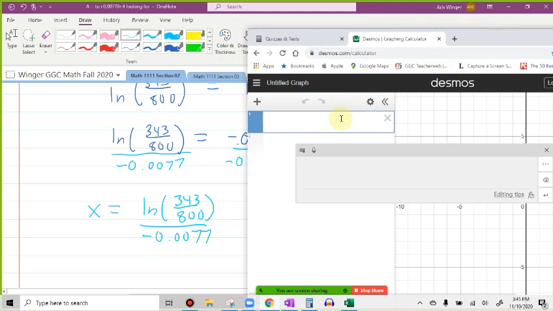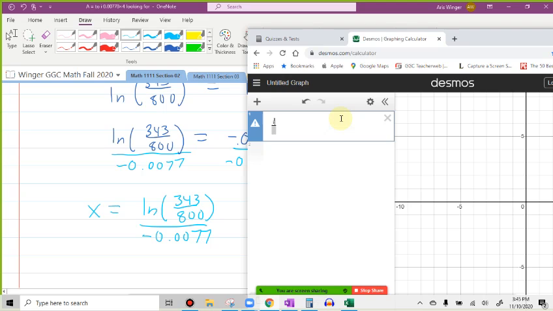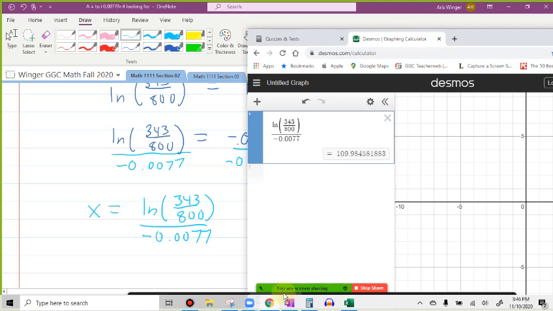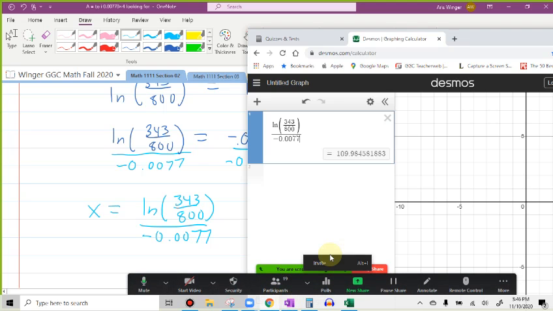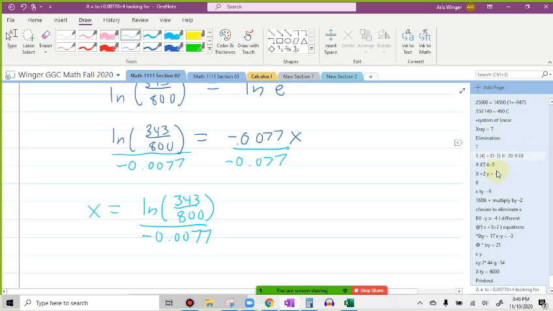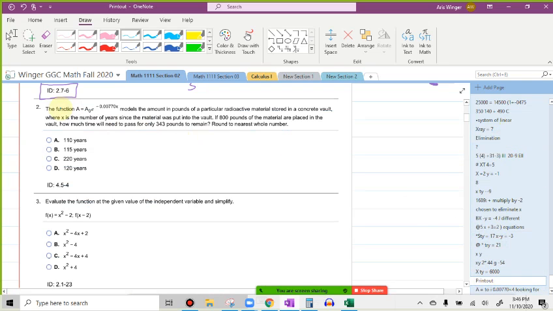Again, this is multiple choice. ln of 343. And again, if you don't get anything that looks like one of the choices, then perhaps we missed the minus sign, or perhaps we just entered it wrong. What's great about Desmos is that it looks nearly identical to how you would write it on paper. 109.984 years. We're looking for an answer choice that is 110 years. A.